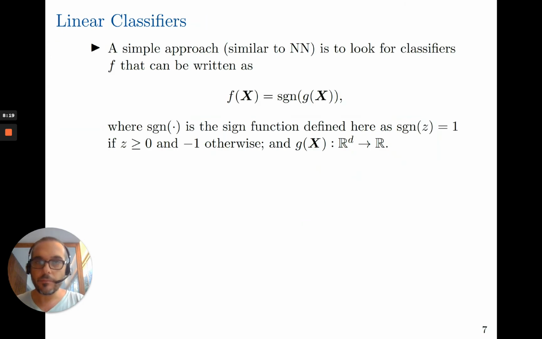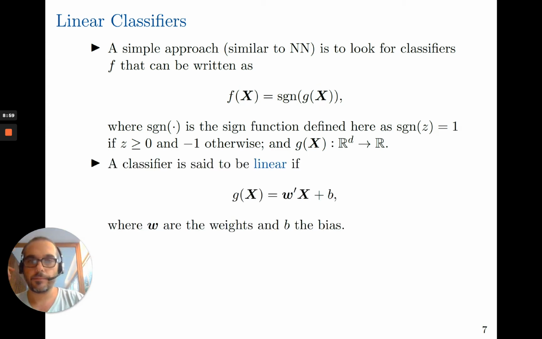So how can we classify these things? We are going to take a very simple approach. We are going to look at classifiers that will be the sign function of a possibly nonlinear mapping of x. This g function that we see here is mapping the covariates into this binary output, 1 or -1.